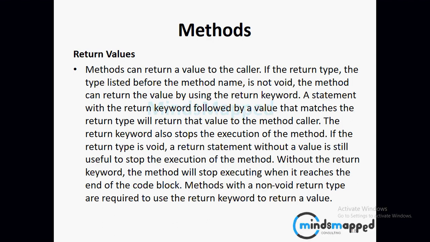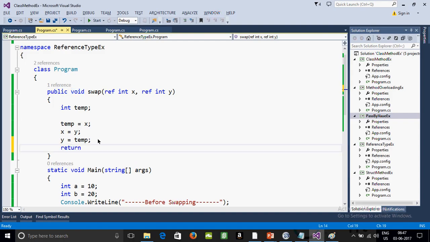So the return keyword also stops the execution of a method if the return type is void. Suppose with a void I define a return keyword here. In this location, this will show an error message.